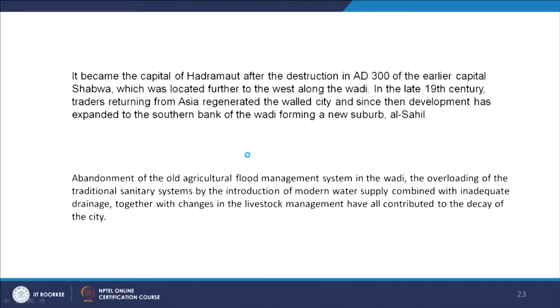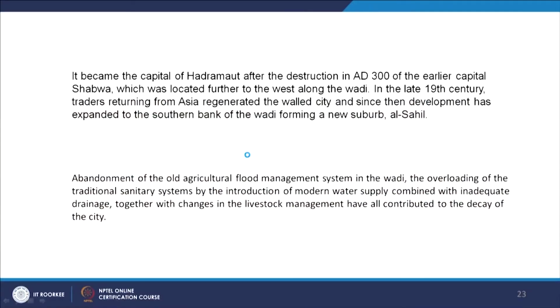And in the very late 19th century, traders returning from Asia regenerated the walled city, and since then the development has expanded to the southern bank of the Wadi, forming a new suburb, Al Sahil. So now you understood how the growth has occurred, it took some centuries: the Friday Mosque from the 9th and 10th century, the fort of the 13th century, and the whole stories of the 16th to 19th century.